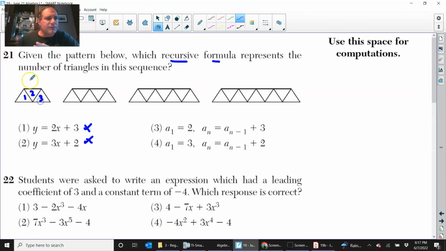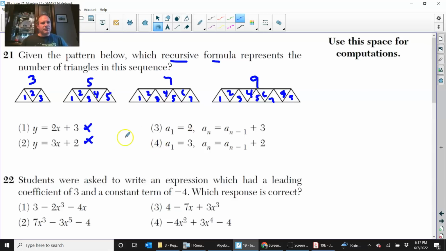Let me just count each one. So I'm going to put a 3 here, and then I'm going to put 2, 3, 4, 5, and then it's 5, and I have 1, 2, 3, 4, 5, 6, 7, and then I have 7, and I have 1, 2, 3, 4, 5, 6, 7, 8, 9. It's easy to see what's happening.